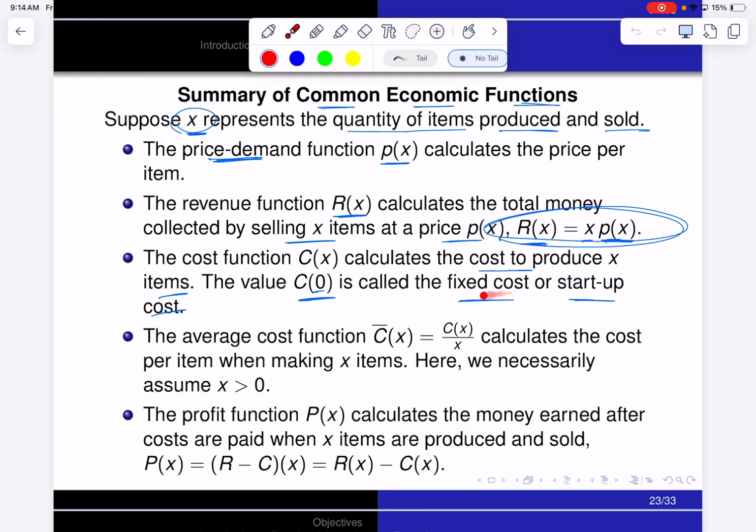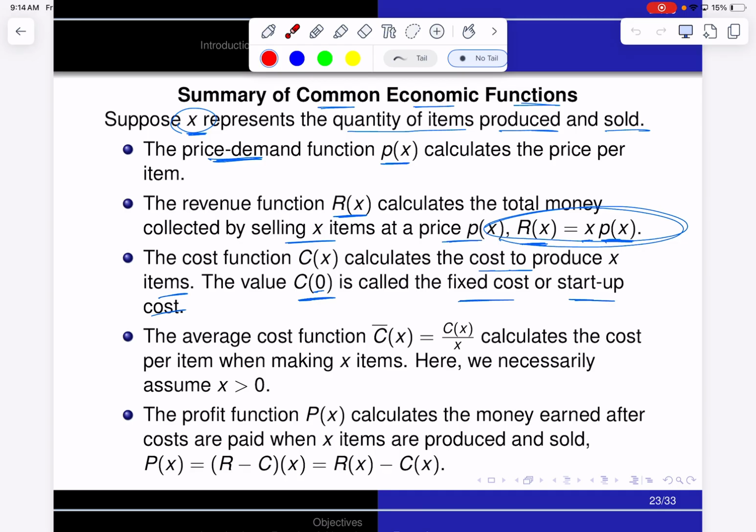The fixed costs are kind of the monthly expenses. The startup costs might be what it is to start your business. The average cost function, which we use, was C bar. Everybody look here. C bar, a bar above the C, is taking all your costs and dividing by the number of items. And then that's what it costs.